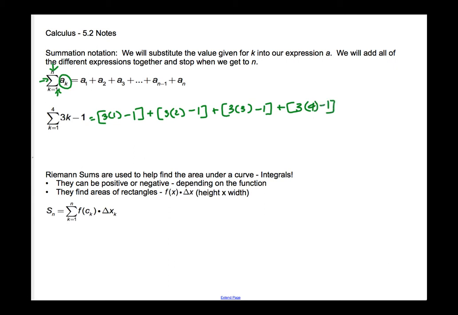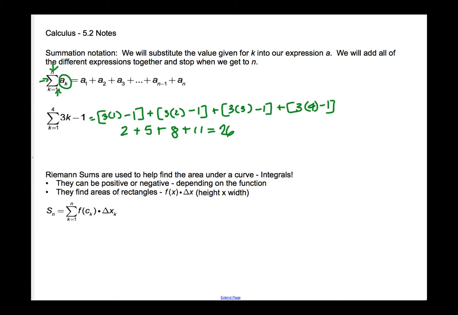And when I sum all these guys up, I've done my summation notation, and I'm going to get the answer to this question. So this is going to be 3 minus 1, which is 2, plus 6 minus 1, which is 5, plus 9 minus 1, which is 8, plus 12 minus 1, which is 11. So I'm going to sum these guys up. I get 7 plus 19, which is 26. So that's how this summation notation works.